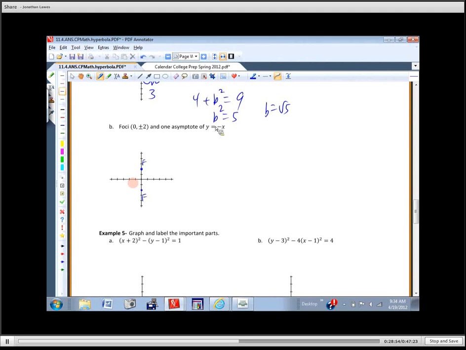You can also look at this right here. Notice there's no number with the y, so that means k has to be 0. There's no number with the x. That means h has to be 0. So this is going to be y squared over something minus x squared over something equals 1. Now Josh said it was a 3 underneath the x. Is that what you said?